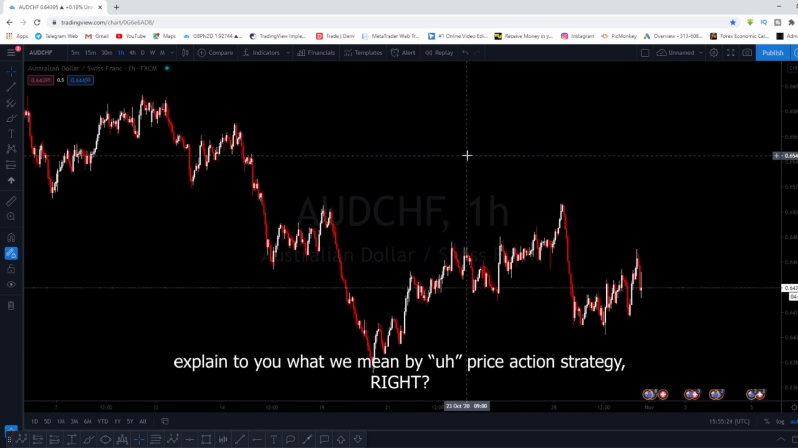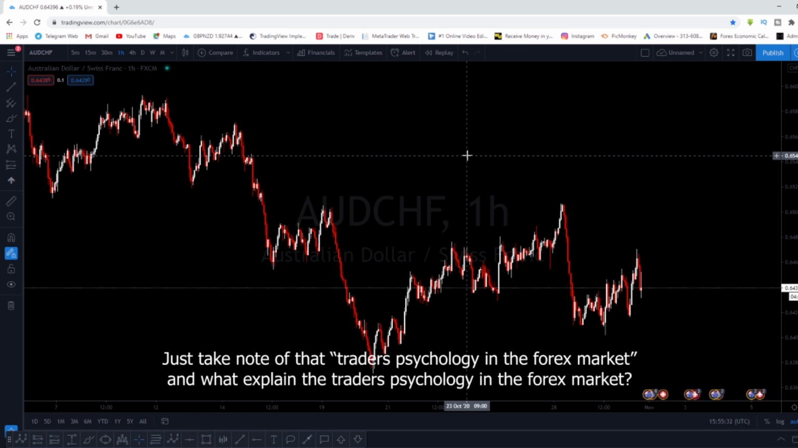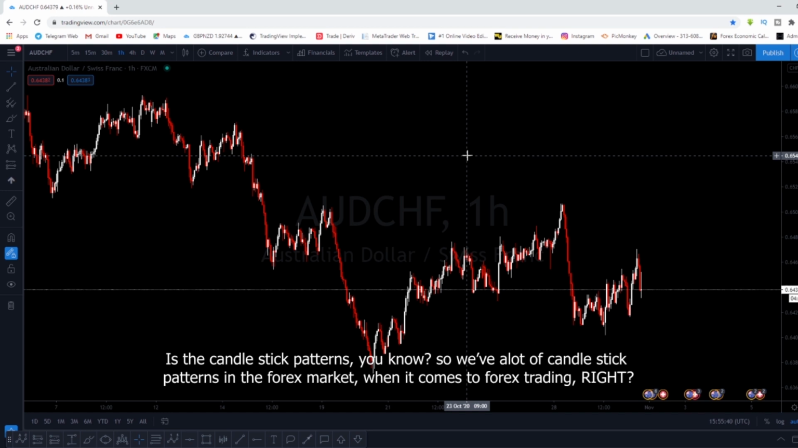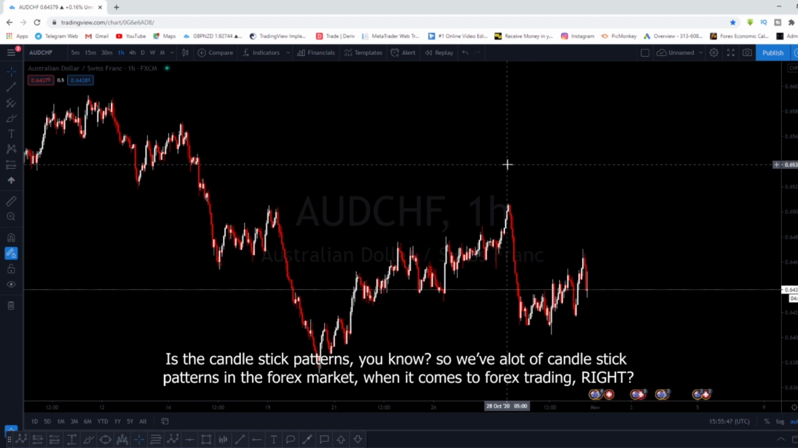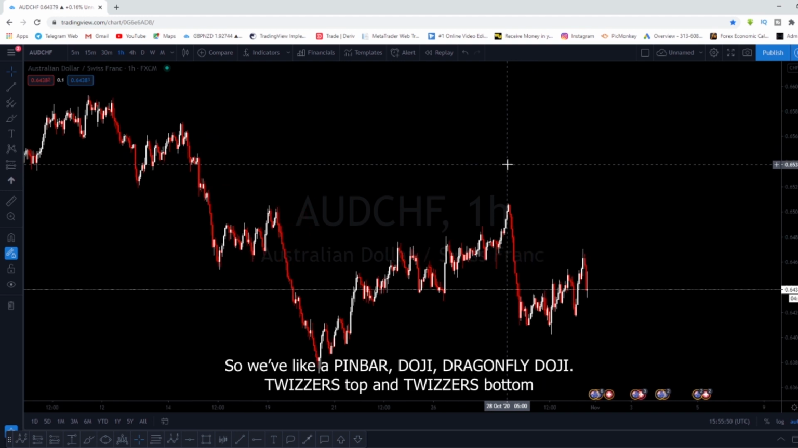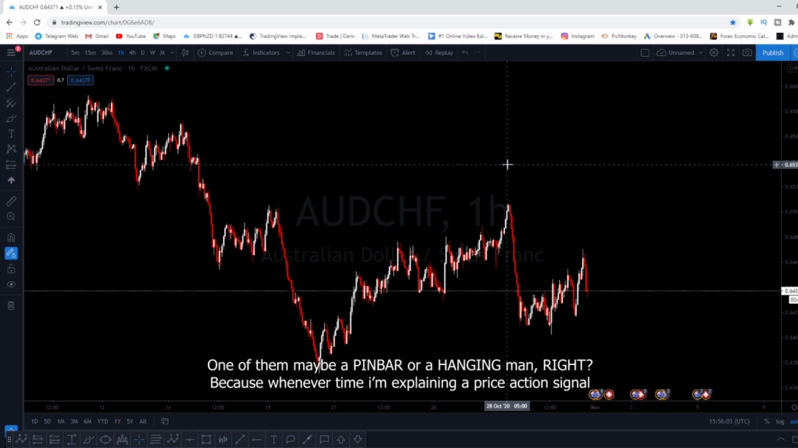Let me explain what we mean by price action strategy. Price action, according to me personally, I define as trader psychology in the forex market. Just take note of that: trader psychology in the forex market. What explains trader psychology is the candlestick patterns. We have a lot of candlestick patterns in forex trading, like the Pinbar, Doji, Dragonfly Doji, tweezers top, tweezers bottom, engulfing candle, and a lot more. Today I'm going to show you one of them, maybe a Pinbar or a hanging man.